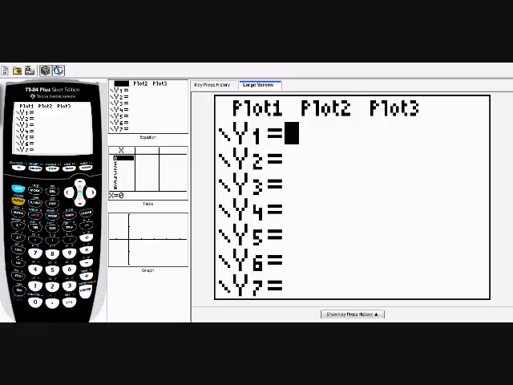X cubed. It's coming, I think. Come on. What's wrong with the calculator? I'll have a whole bunch of x's here in just a minute when it finally ends up taking. Oh, there we go. X cubed minus 2x squared.